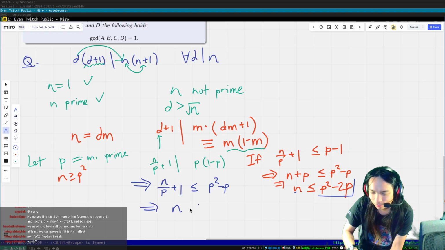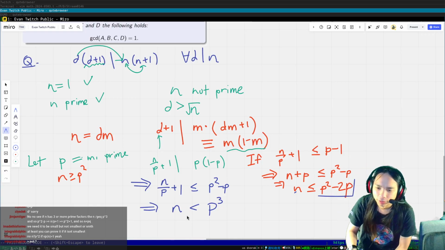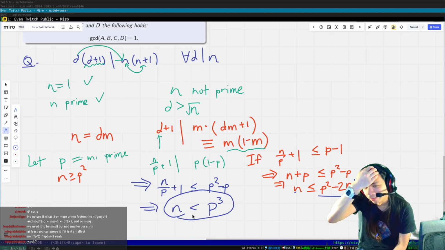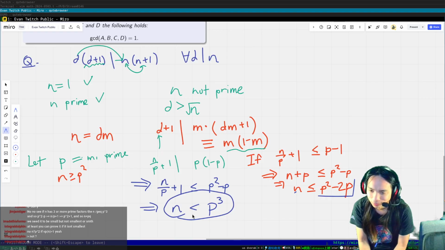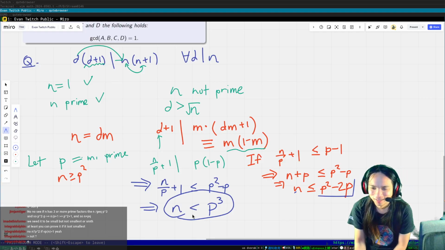Which means n is strictly less than p cubed. So if I take p to be the smallest prime divisor, then n is less than p cubed. So n has to be prime or semi-prime. It is also true, I think, that n cannot be a square of a prime, but most importantly, if n is less than the cube of any prime that divides it, then n is either prime or the product of two primes.